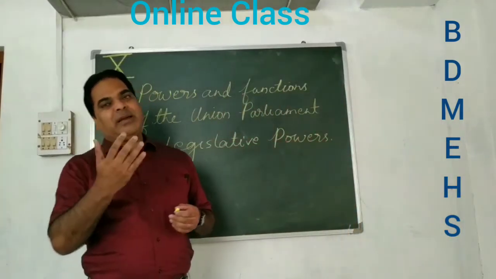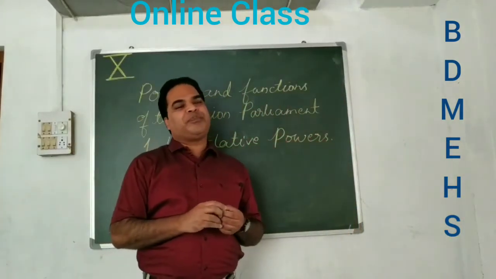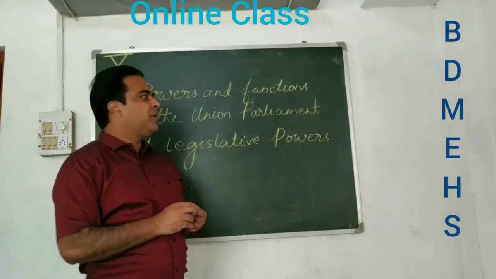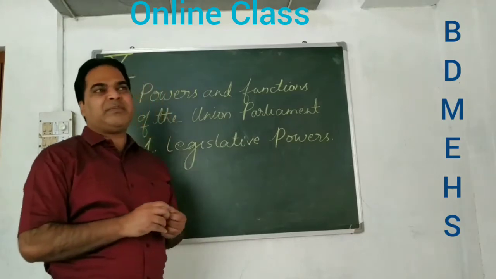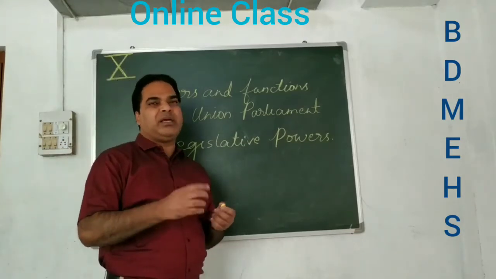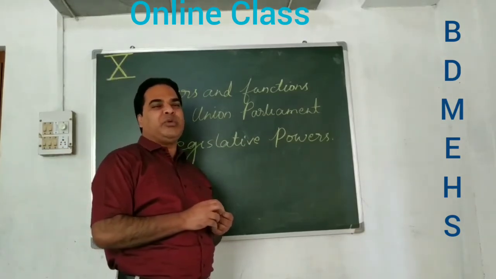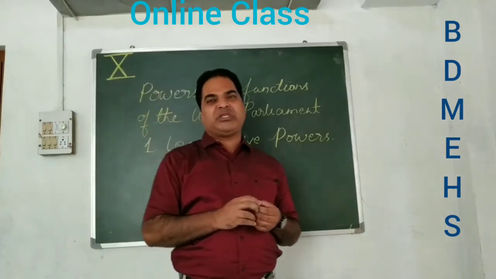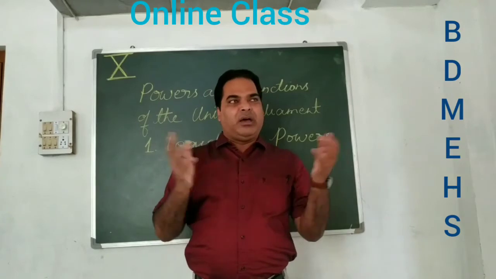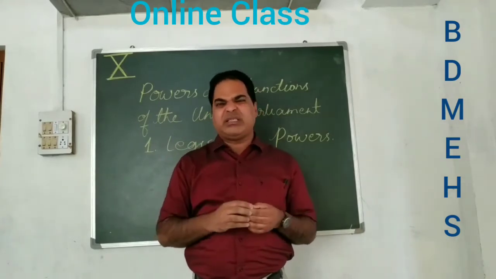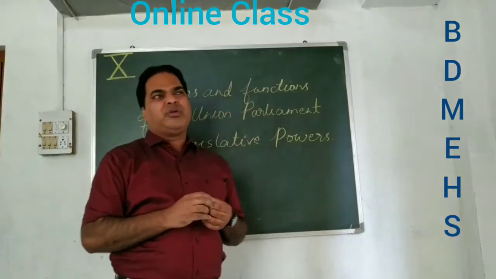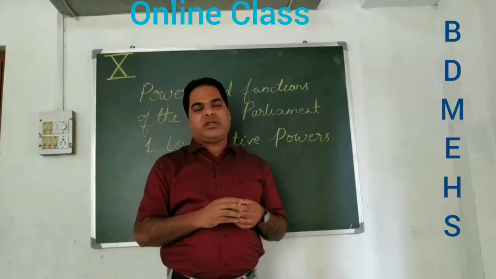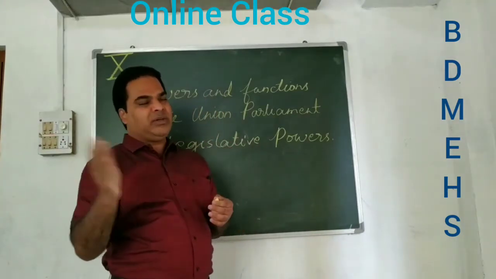There are three types of list: Union list, state list, and concurrent list. Whichever subjects are mentioned in the Union list, like 97 subjects are mentioned in the Union list, like defense, foreign affairs, communication, banking, railways, currency, and many more. So altogether 97 subjects are there in the Union list. Now the state list is also there, which we will discuss later on.